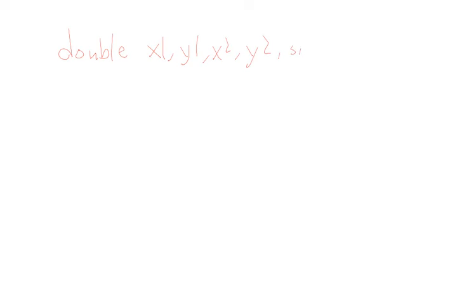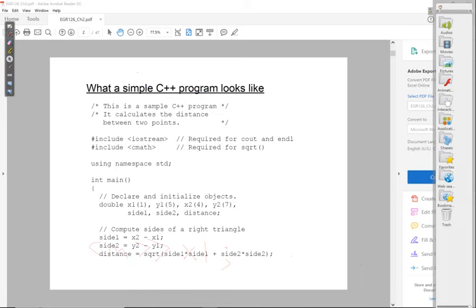And side 1, side 2, and distance, right? And now, where should I put the cin commands, right? Think about that. They have to be put in, right, before I do any calculations, okay?